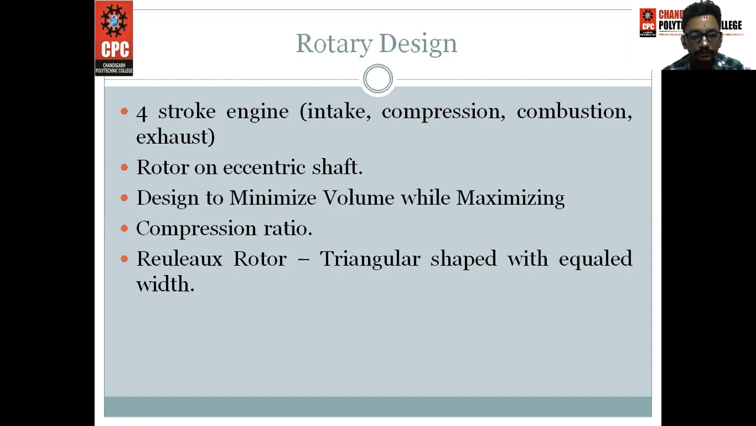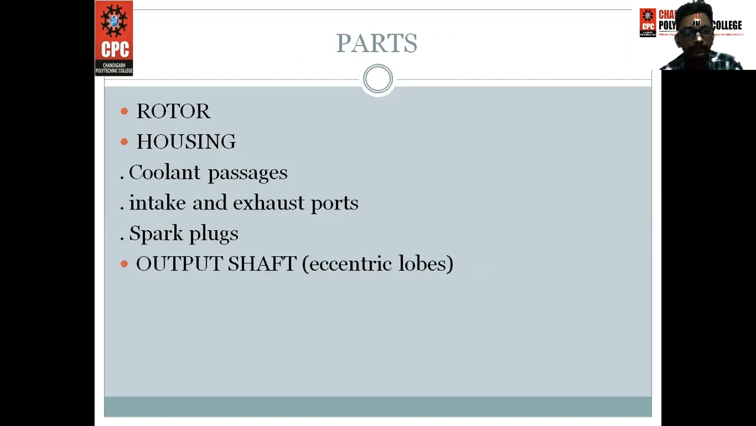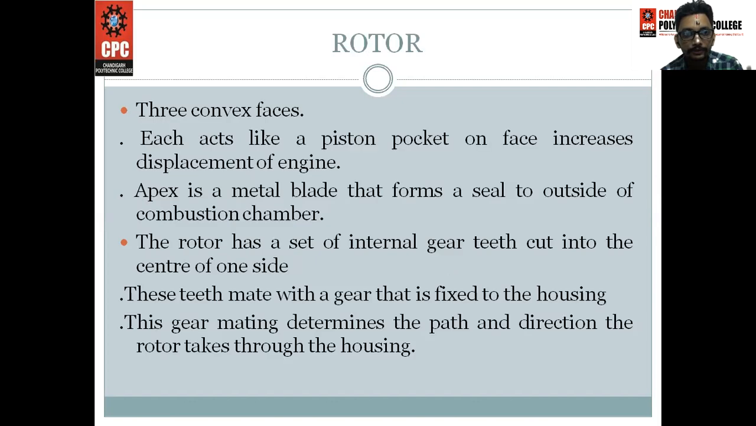The rotor is triangular shaped with equal width; the whole triangular part has equal width. Now the various parts of the Wankel engine. The first is the rotor. The second is the housing. In the housing, coolant passages are available for cooling the rotary engine. Intake and exhaust ports are available, and the spark plug is also in the housing. The third part is the output shaft, which is located eccentrically on the lobes.